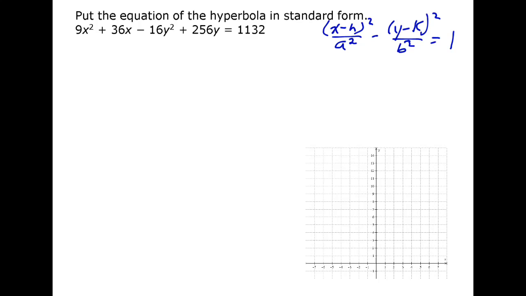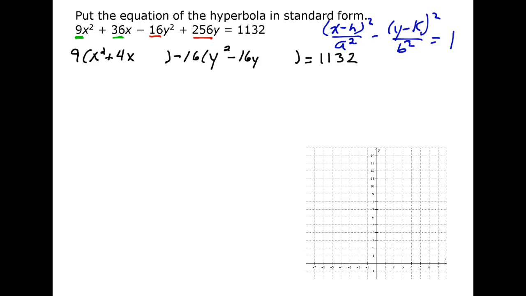So we'll factor the 9 off of the x terms, off of these two x terms. So we have 9 times (x squared plus 4x), and then we'll leave some space here. And now we'll factor the negative 16 off of the y terms. So if I factor a negative 16 off, I have negative 16 times (y squared minus 16y), and then we leave a little space, and that equals 1132.